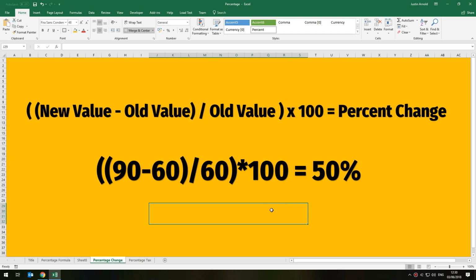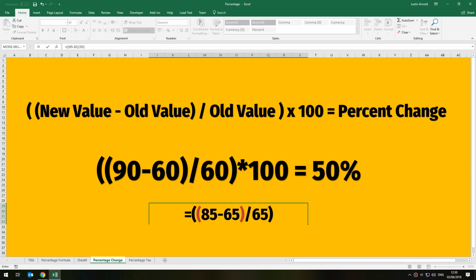So if I was to type that formula out, equals, two brackets at the beginning of course, new value. Let's say that I've got 85% now, and I used to get 65%, then we subtract the old from the new, and then divide by the old. And then of course we've got to multiply all of that by 100. Oops, not 1200, 100, there we are. So that gives me a 30.77% increase. So about a 31% increase is what I've got there.